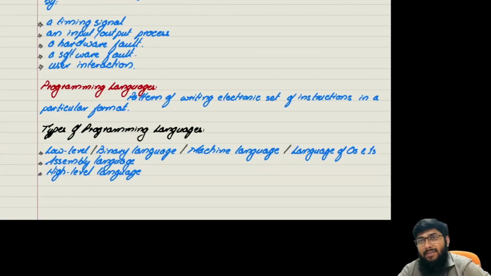So, programming languages, you may say, are the pattern of writing those electronic instructions. The software was an electronic instruction. So the pattern of writing those electronic instructions in a proper manner, or a proper syntax, is known as a programming language. Now, when it comes to programming languages, there are three different types.